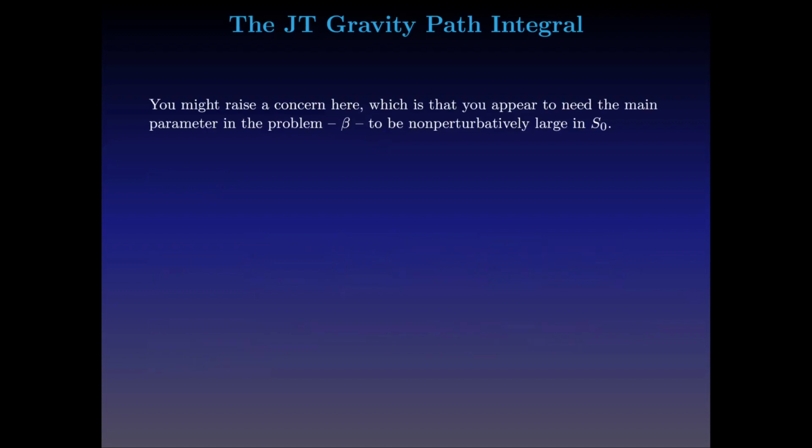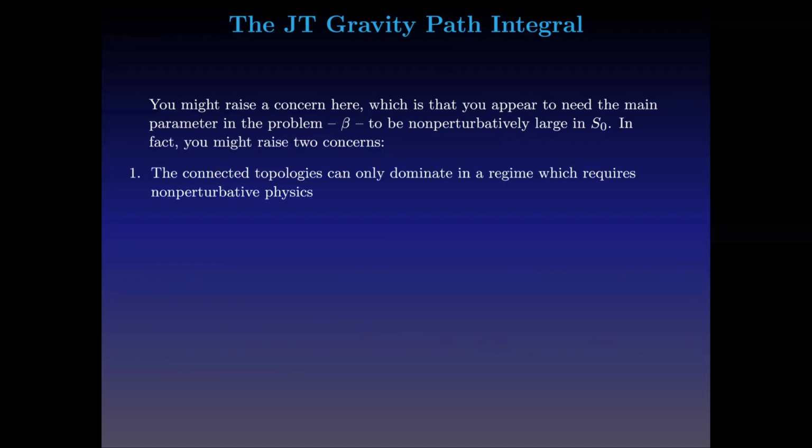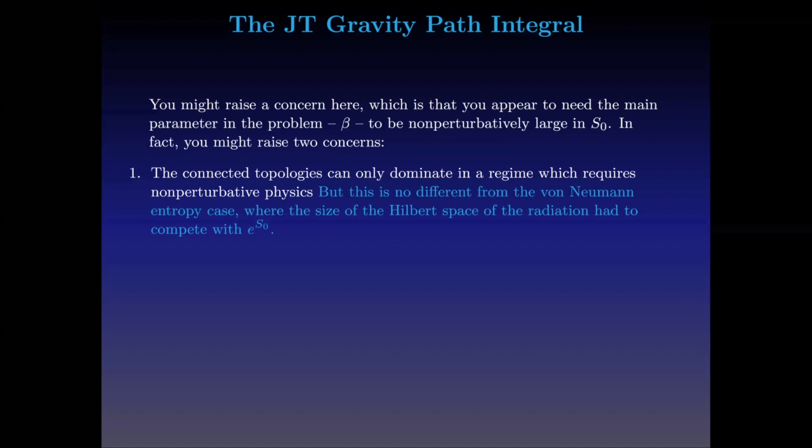Now, before I even go on, you might raise a concern, which is that you appear to need the main parameter in the problem, beta, to be non-perturbatively large in S_0, or the temperature to be non-perturbatively small. So in fact, you might raise two concerns. The first concern is that connected topologies can only dominate in a regime which requires some parameter to be non-perturbative. But this is really, I would argue, no different from the von Neumann entropy case, where the size of the Hilbert space of the radiation had to compete with e to the S_0.